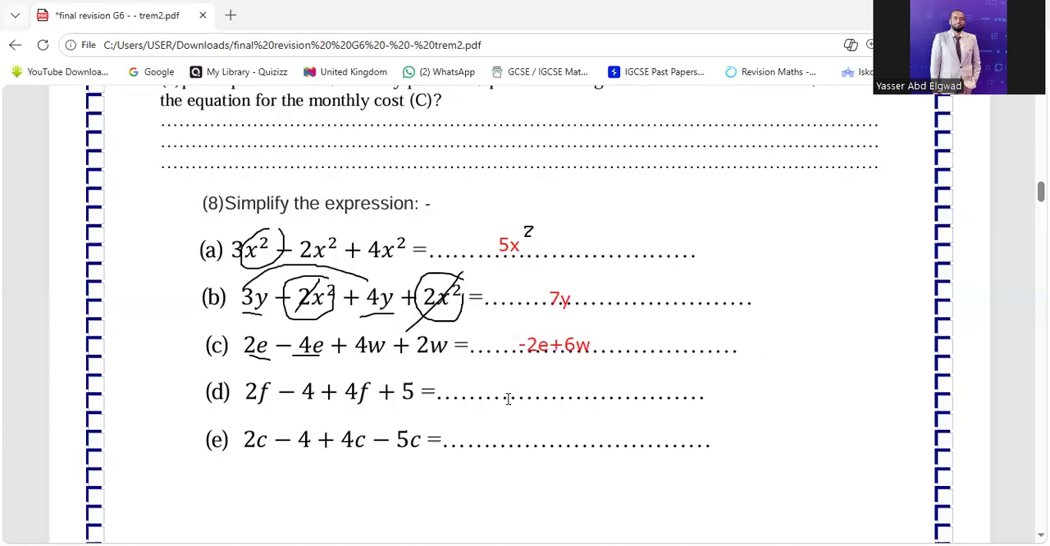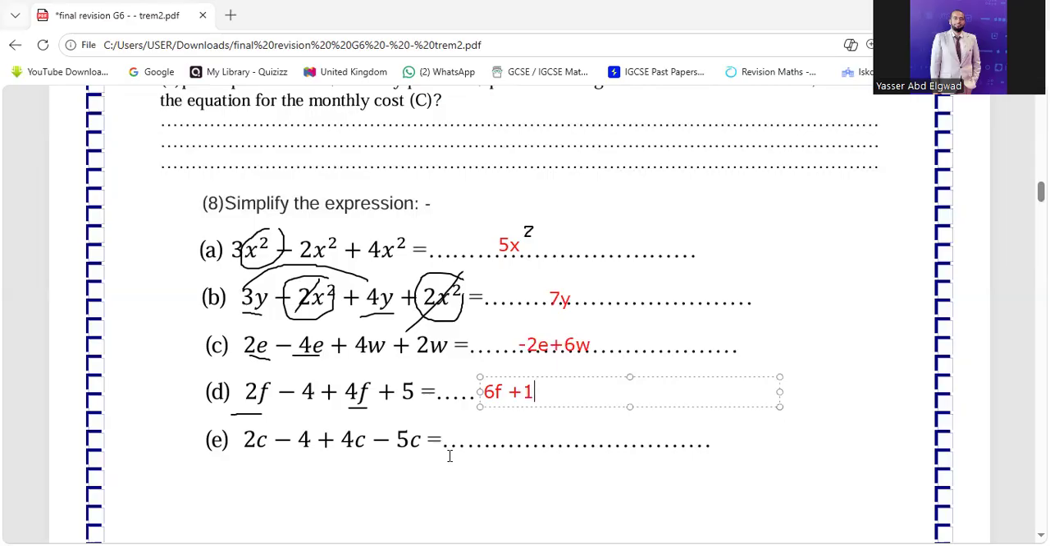The next one. Here we have 2f and 4f. We can add them, 2 plus 4, here is 6, we write 6f. And here we have negative 4 plus 5, negative 1 plus 1.